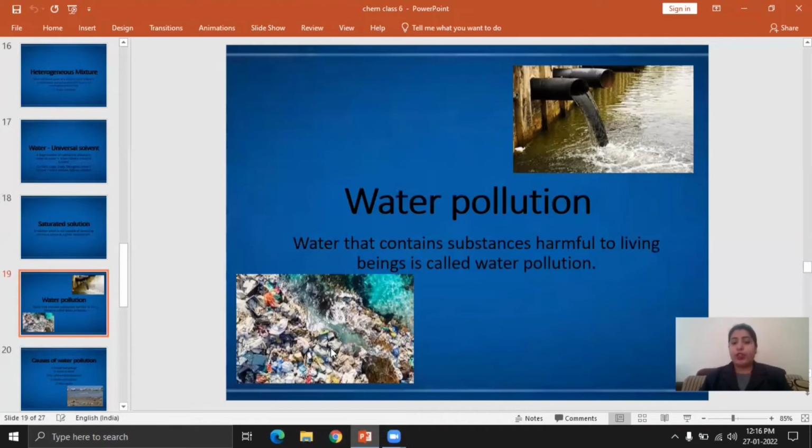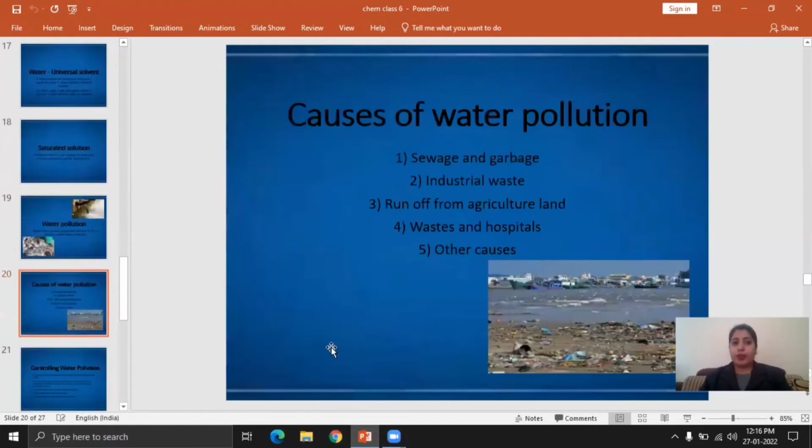So what are the causes of water pollution? See, there are so many causes of water pollution. First one is sewage and garbage. Then there is industrial waste also, where the waste material from the industries is directly discarded into the water, which makes it unfit. Then there is runoff from agricultural land also, which also causes water pollution.